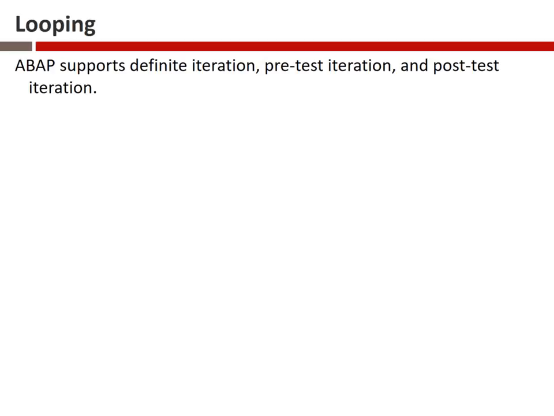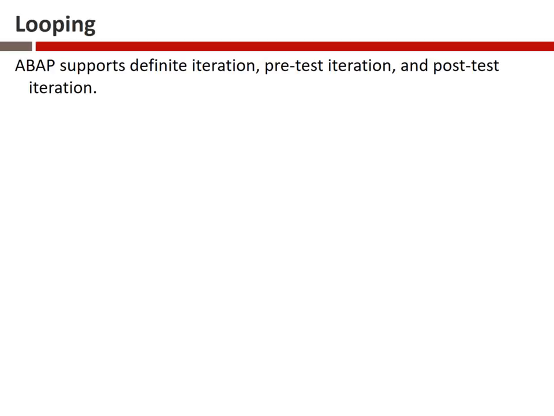Now, practically speaking, what's the difference between pretest iteration and post-test iteration? With post-test, you're going to go through at least one time. Exactly. With pretest iteration, I may not execute the body of the loop at all. With post-test iteration, I know I'm going to do the body of the loop at least once because I don't test until after my first time through the loop. Not every language gives us all three of those, but programming languages will typically give me at least two of these different types of loops.